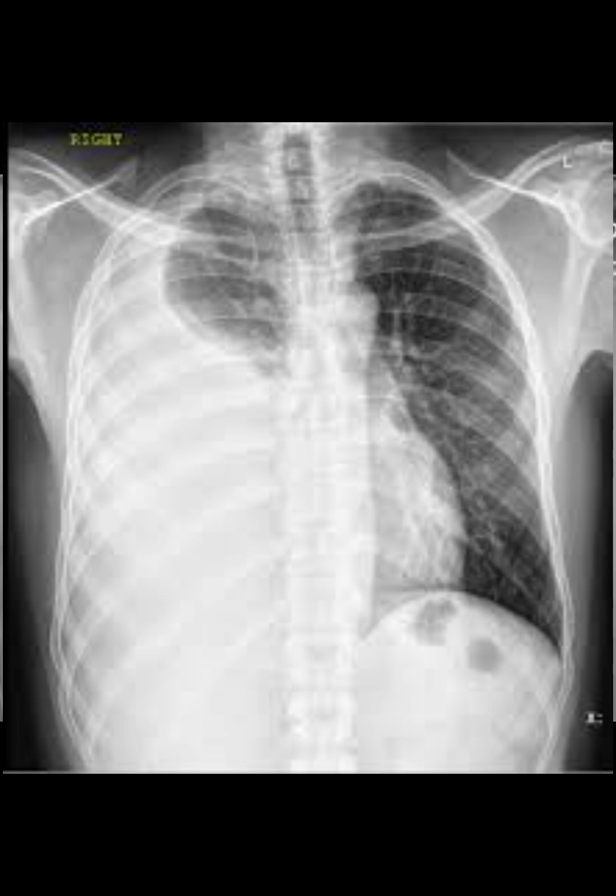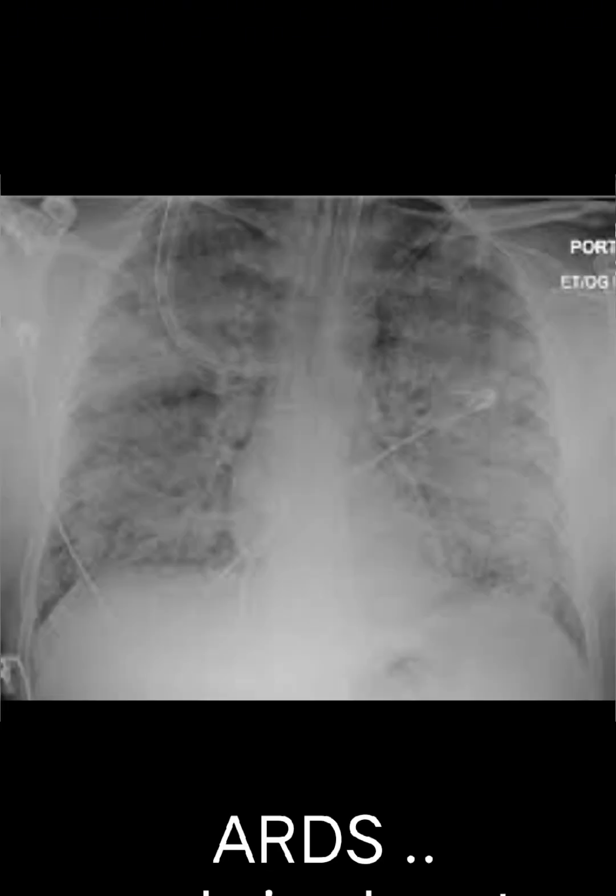This is just the X-ray of acute respiratory distress syndrome. In this, you can see the heart size is normal and there are bilateral infiltrates. This type of X-ray can be found in acute pulmonary edema as well.